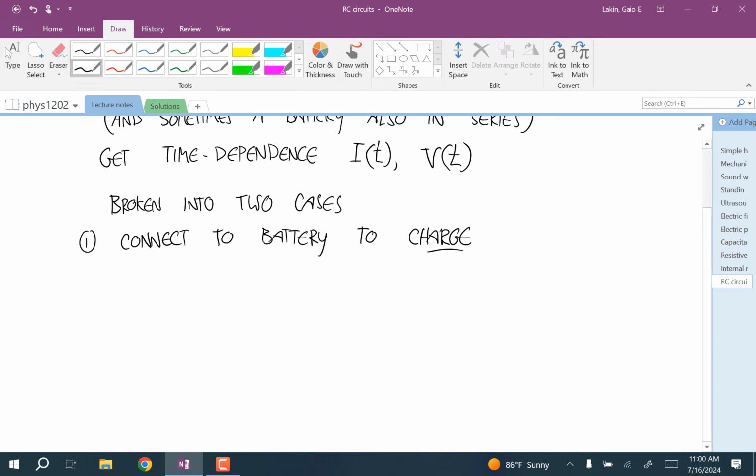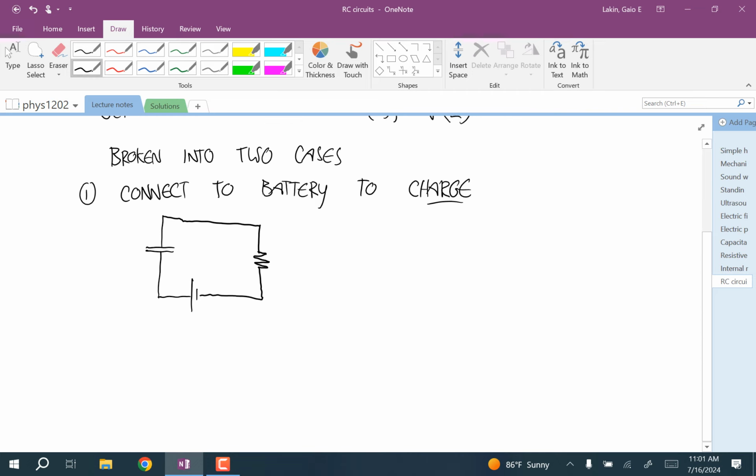Then you have something like this. I'll put the battery down at the bottom, the capacitor over here, the resistor here. Okay, so this is a case, and notice these are all in series because each pair of these adjacent elements shares one node and nothing else shares that node. And so the battery charges the capacitor, and the resistor affects how quickly that charging happens. So this is one case we'll consider.